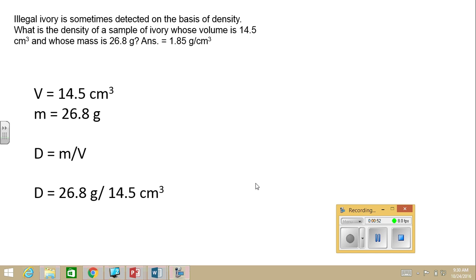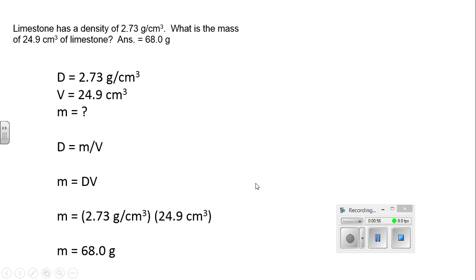Okay, so let's go on to another problem that's going to ask for something slightly different. This time it says limestone has a density of 2.73 grams per cubic centimeter. What is the mass of 24.9 cubic centimeters of limestone? So the density is given here as 2.73 grams per cubic centimeter. And it asks what is the mass? So I've got that down here. What is the mass? And this must be the volume. Cubic centimeters would indicate its volume, so 24.9 cubic centimeters.